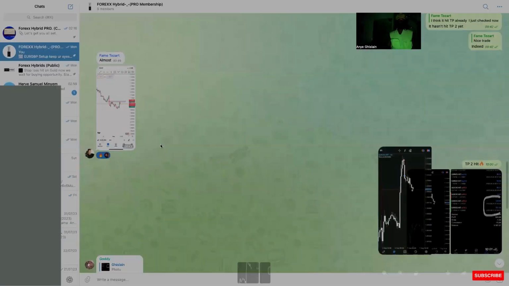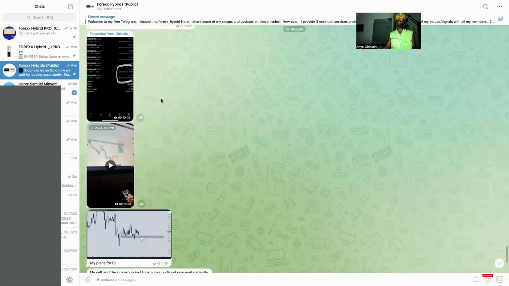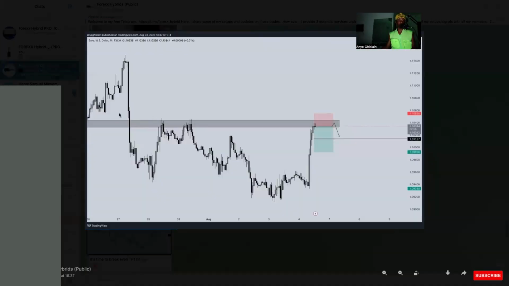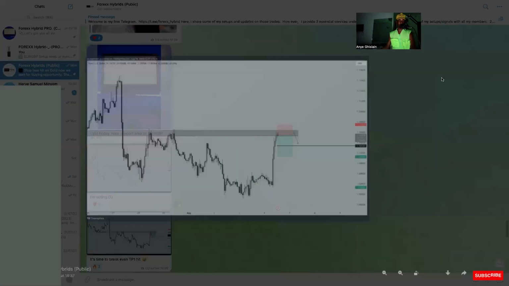This is the trade that I took. I want to show you guys the setup that I saw. Okay, this is it. So this is Euro USD before, as you can see here. I uploaded this on the 4th of August, 2023. And this is the trade that I predicted.